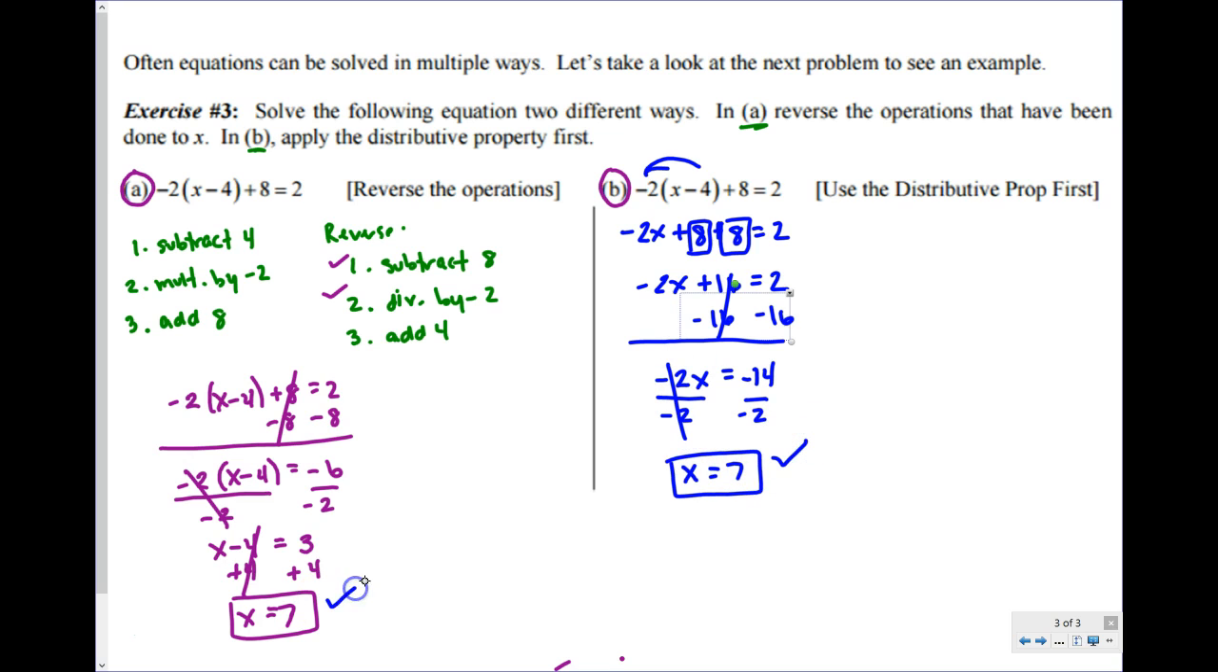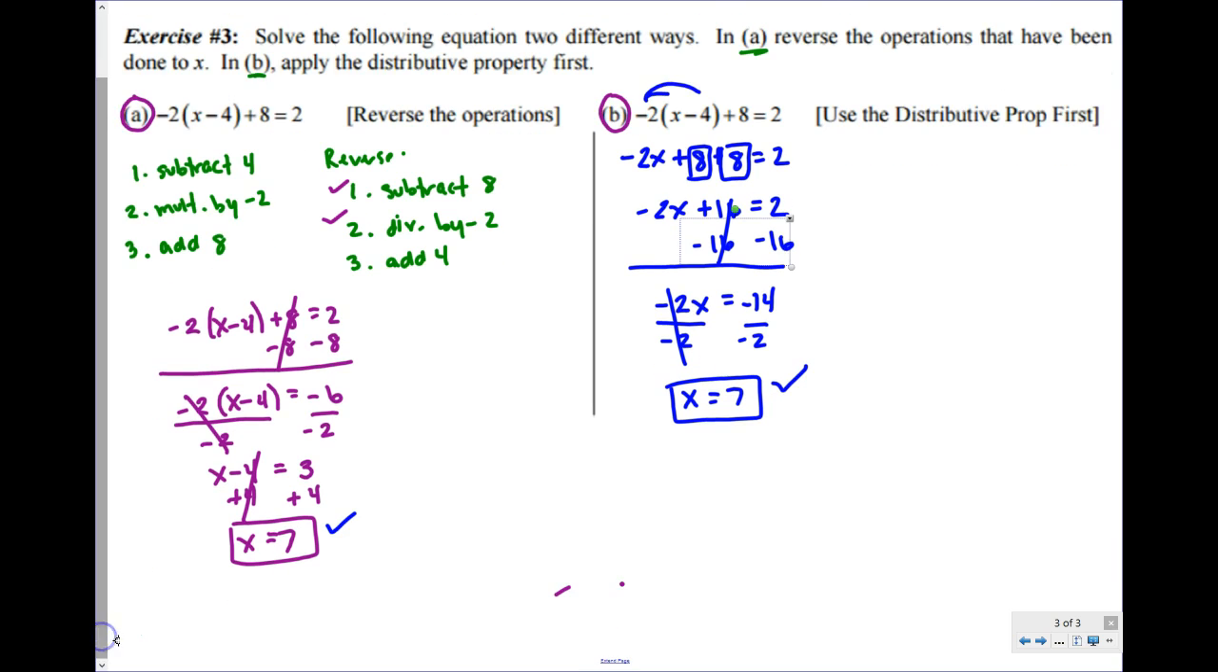Notice, I got 7 both times, without distributing and when I distributed. So the great thing about math is there are multiple ways to do things, and you can always check your work. Say I wanted to check this solution, and I really want to know if 7 was the right answer. What could I do? I could plug it in. So let's check and see if 7 works. So I have negative 2 times (x minus 4) plus 8 equals 2. Now I'm going to plug in 7. So negative 2 times (7 minus 4) plus 8 equals 2.